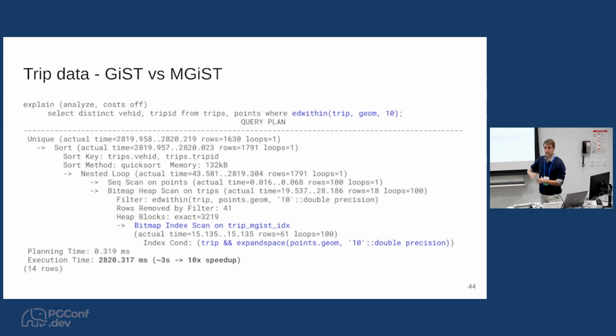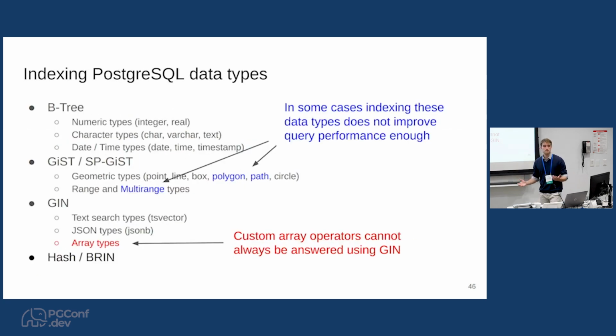And so this is the exact same query, but instead of GIST index, we have MGiST. And so the trip has been split into a lot of smaller bounding boxes. And you can see that not only does this take less time, but the amount of rows that are filtered out is reduced from 900 to about 40. So we have way less false positives, and this indeed achieves better execution times, here about 10 times speed up. So this was the second example.